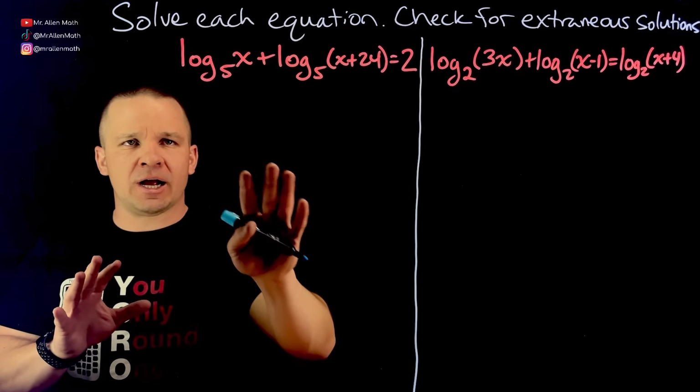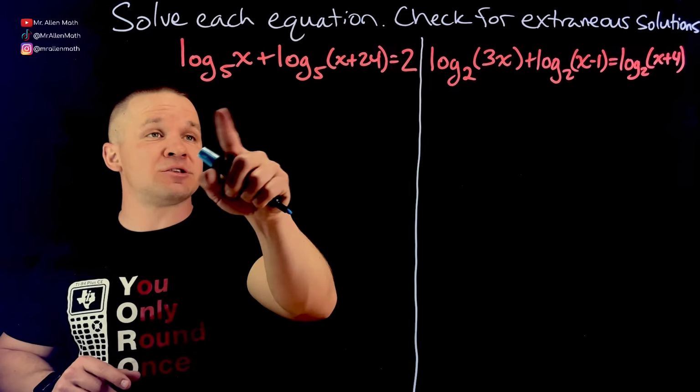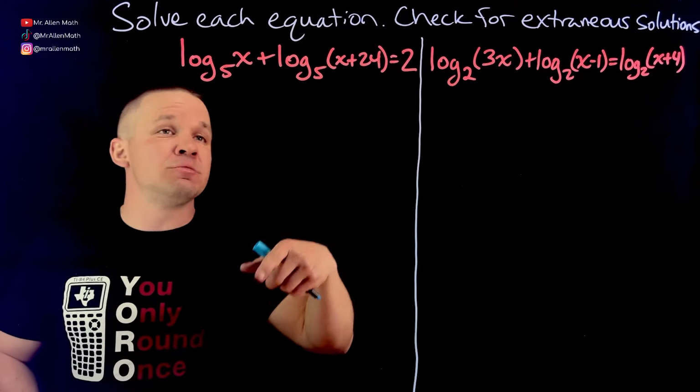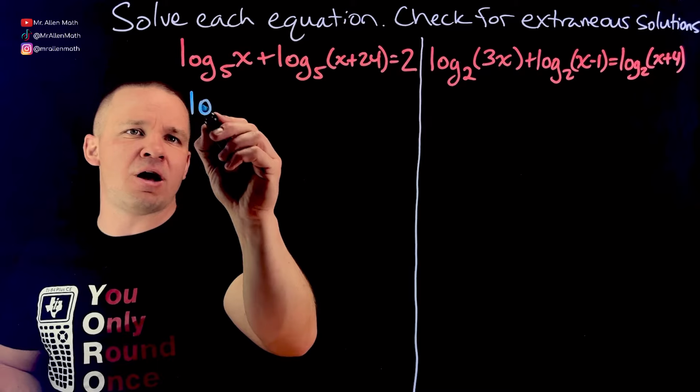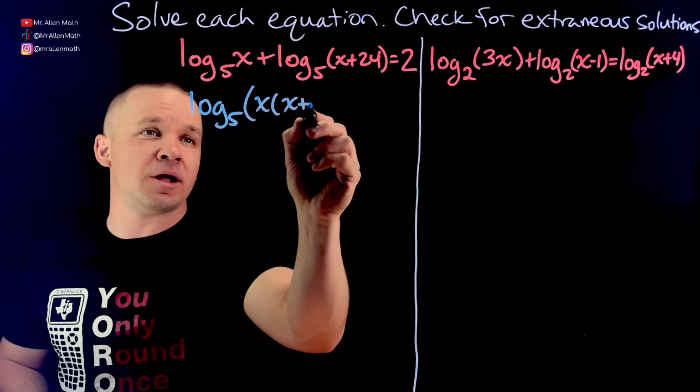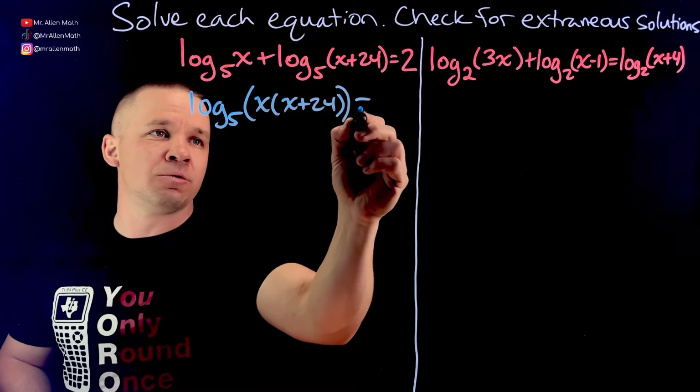What do I do here? Well, I got two different logs here, same base, right? So that means that I can condense them into one single log. Addition condenses to multiplication, so let's rewrite that. I got log base 5 of x times x plus 24 equals 2.